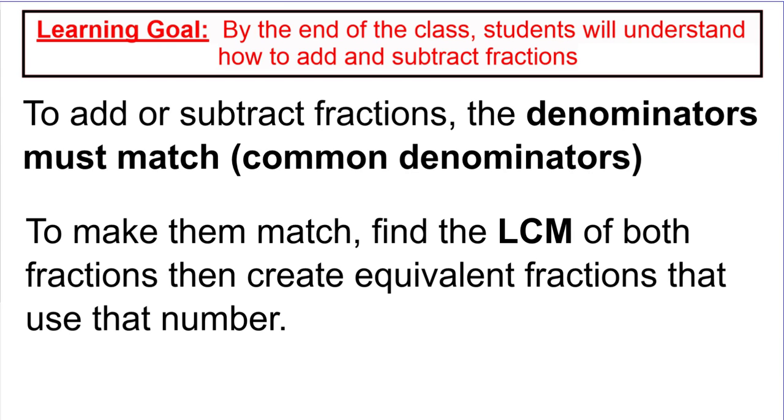So here's the summary. To add or subtract fractions, the denominators must match. That's what we call common denominators, when the denominators match. To make them match, we are going to look at the denominators of both of the fractions, or if there's 3 or 4 fractions, all of the fractions. And then we are going to find the least common multiple, and we're going to create equivalent fractions that use that number. So again, this will all be more clear once we do an example.